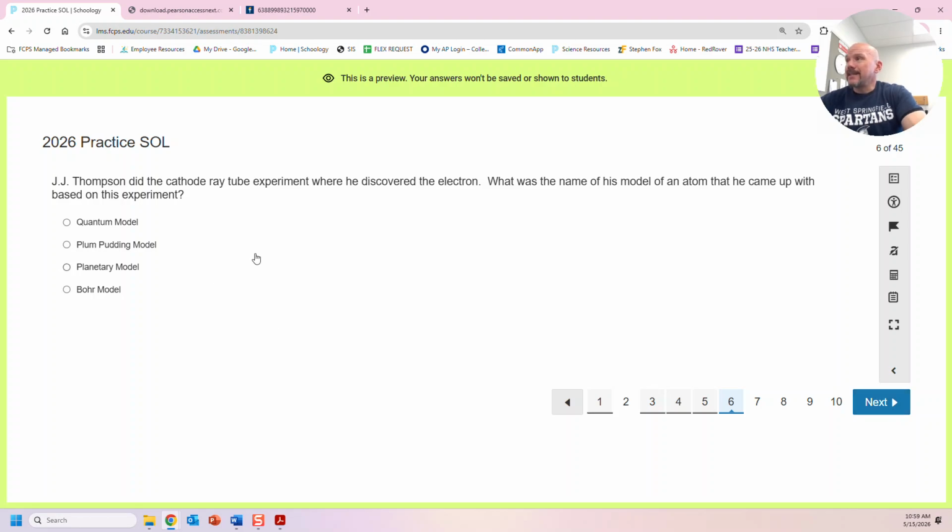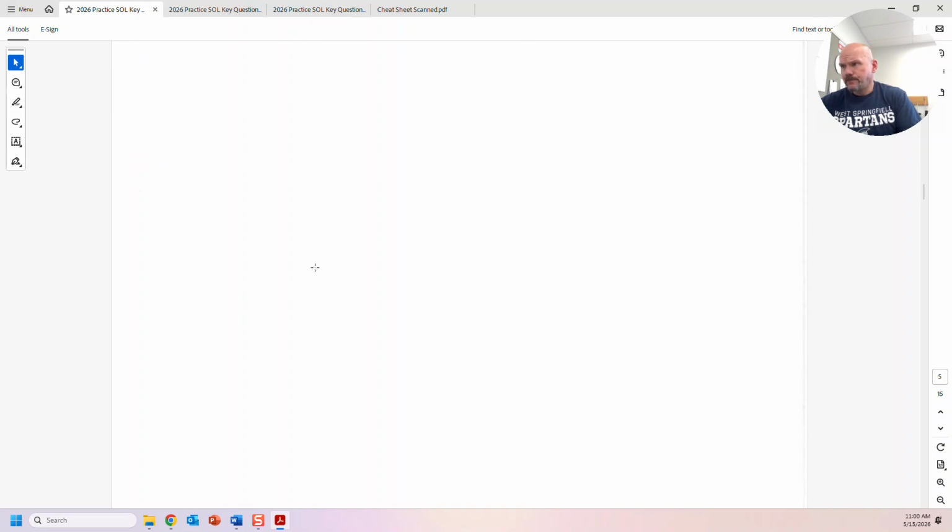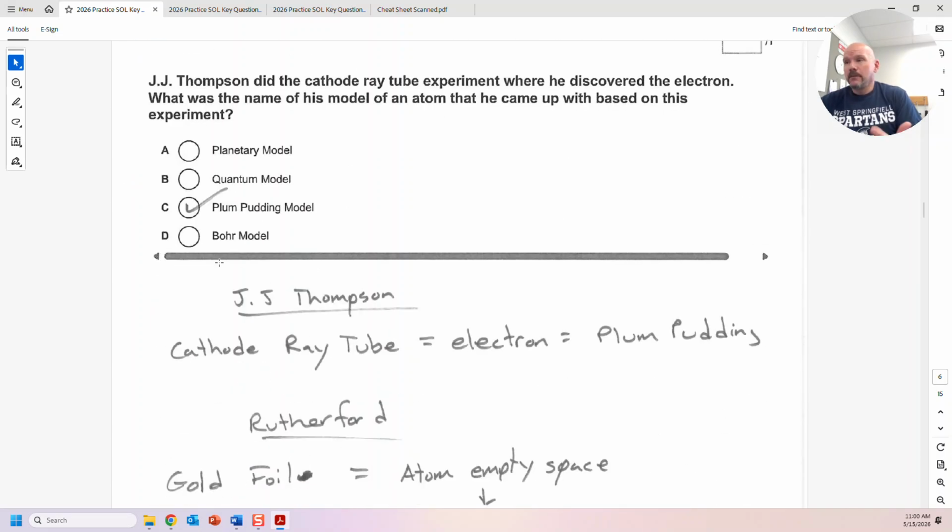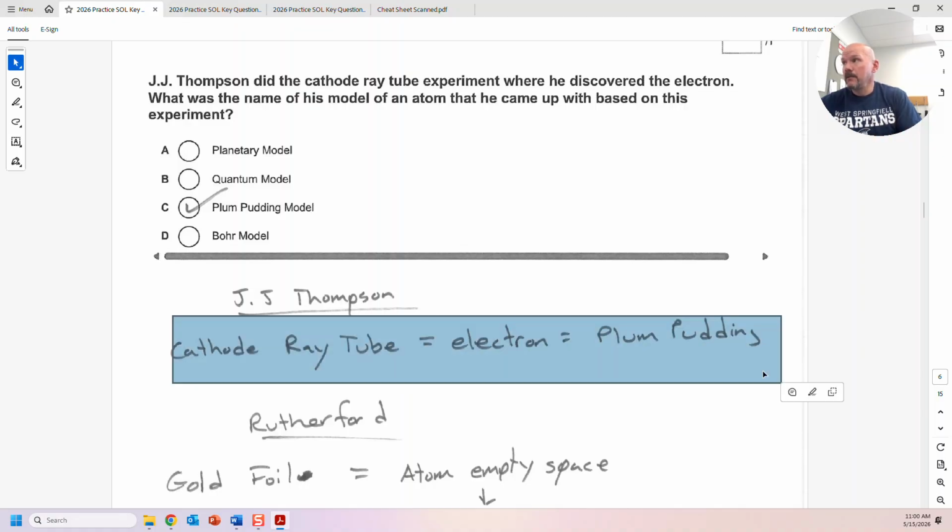All right, J.J. Thomson, you've got to remember cathode ray, electron, plum pudding model. If I see J.J. Thomson, I'm clicking plum pudding. I'm thinking three things: cathode ray tube experiment, electron discovery, and the incorrect plum pudding model for an atom. They'll ask about J.J. Thomson, or maybe Rutherford, or maybe Dalton's atomic theory, right? When it comes to J.J., you want to think cathode ray tube, discovering the electron, plum pudding.